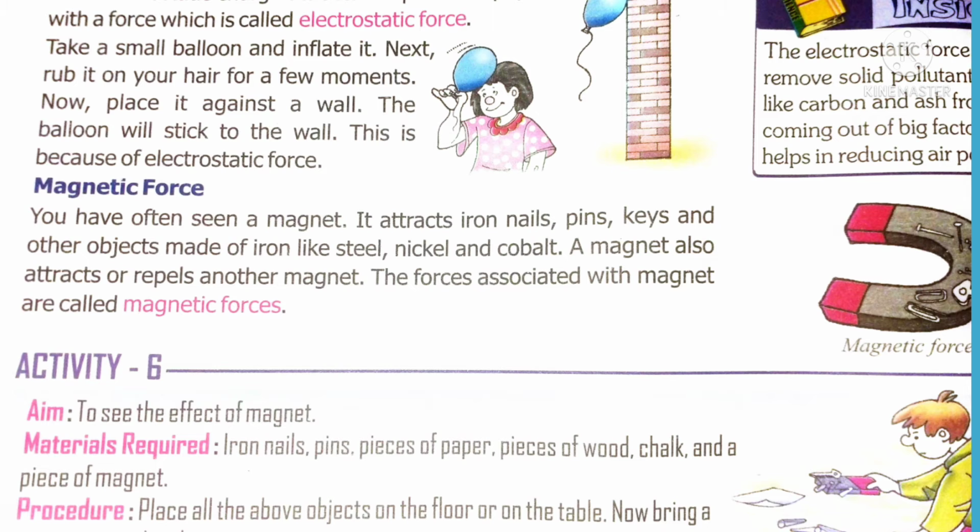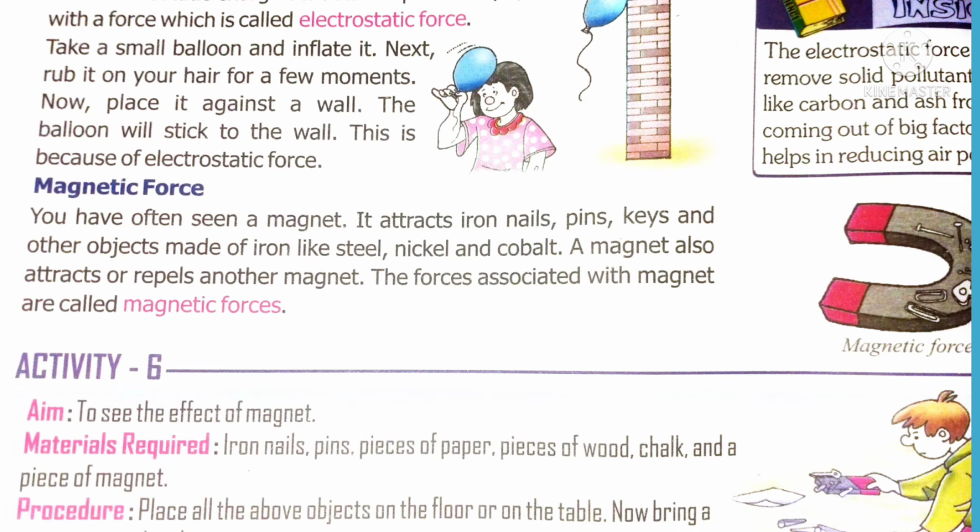Here is activity 6, to see the effect of a magnet. The materials required are iron nails, pins, a piece of paper, a piece of wood, chalk and a magnet. Now you are going to place all this material on a table. Now bring the magnet and rub it over these materials. What do you observe? The magnetic materials like iron nails and pins get attracted towards the magnet because of magnetic force.